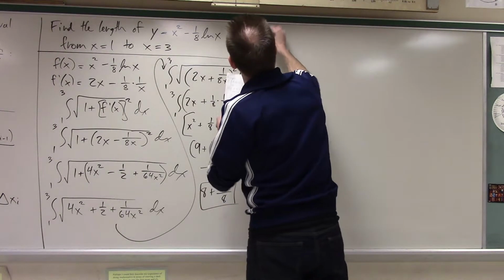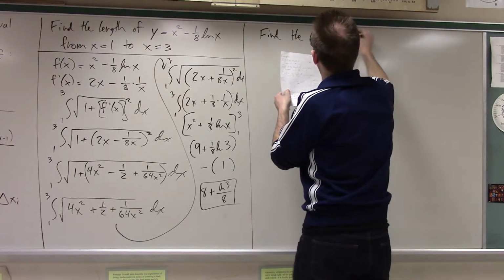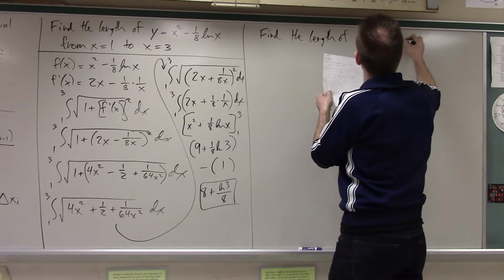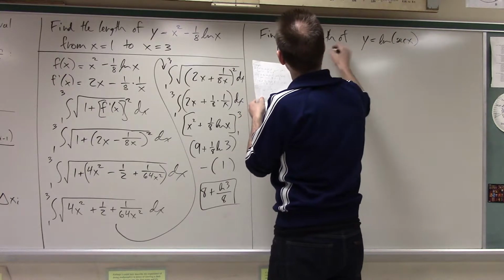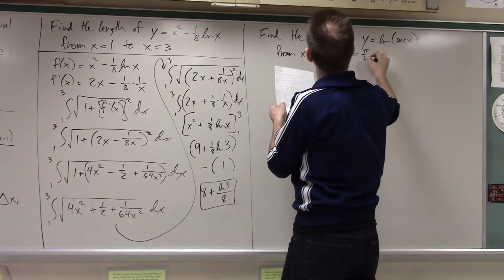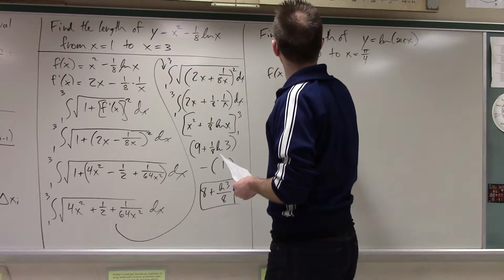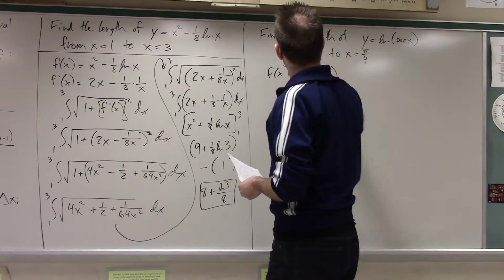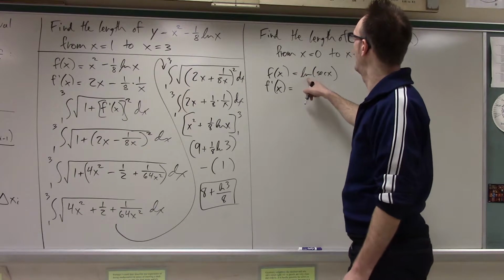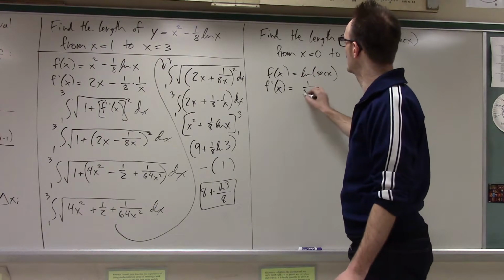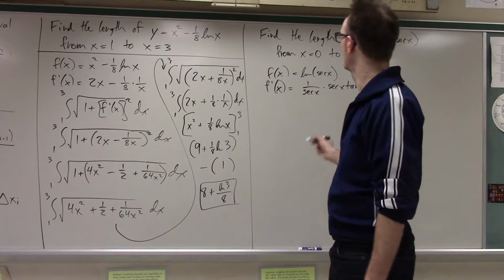All right. Find the length of y equals ln secant x from x equals 0 to x equals pi over 4. Okay, let's do it. I guess we just do it, right? I have a function which is ln of secant, but I feel like this problem's been engineered to work out perfectly, because the derivative of this is 1 over secant times secant x tan x. So yeah, that's just tan.